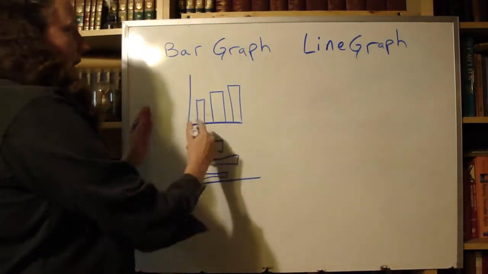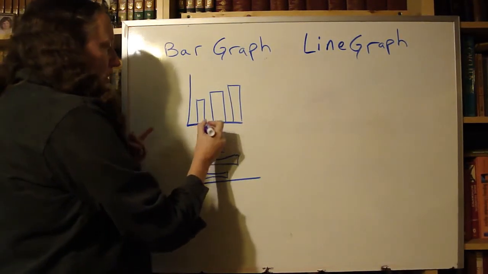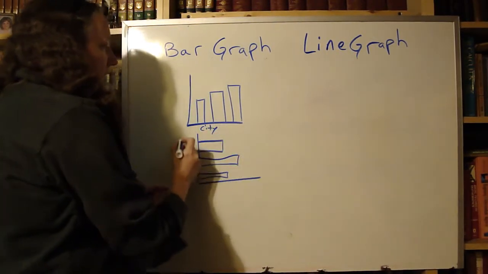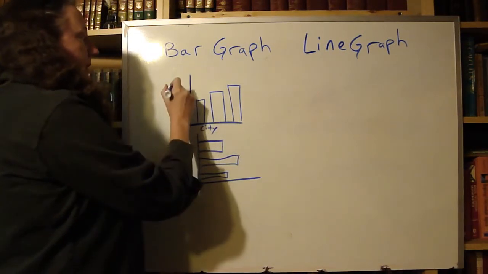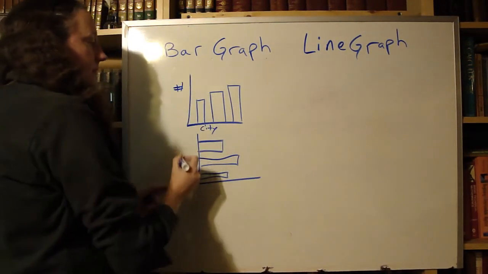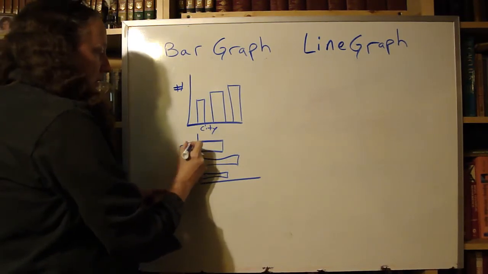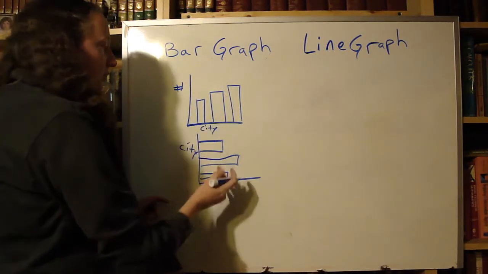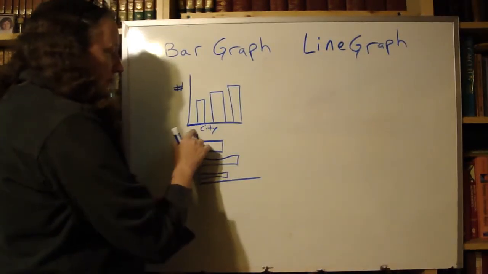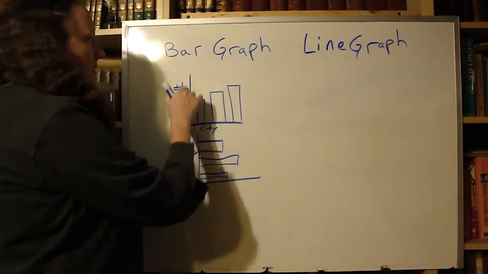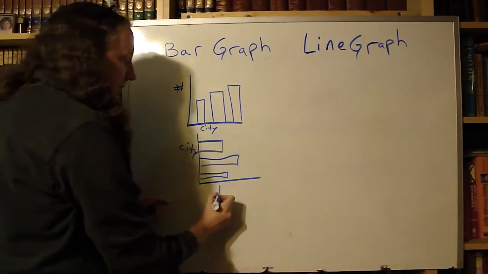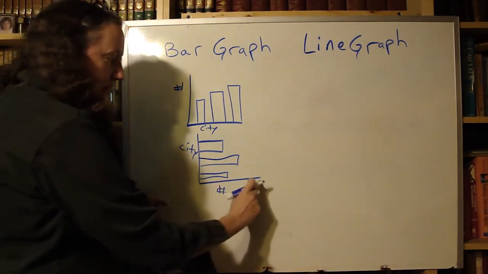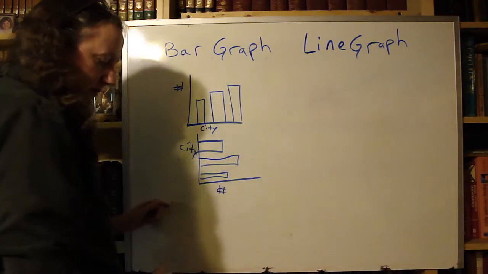You'll have your two axes. One of them will usually be words, like a city name, and the other one will be a number of some sort. So if these were ball teams, and the number of points scored, you could have the name of the city of the ball team, and the number of points going up the side. Or the name of the city of the ball team, and the number of points scored going along the bottom.